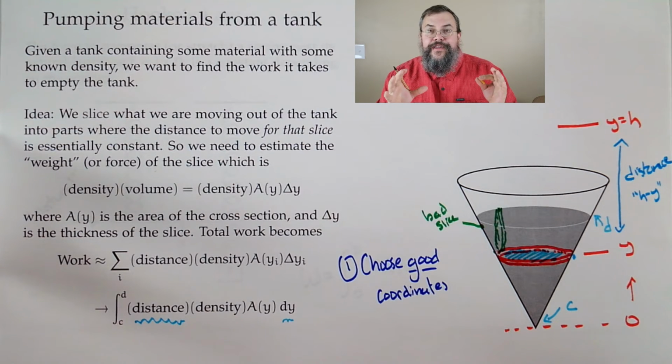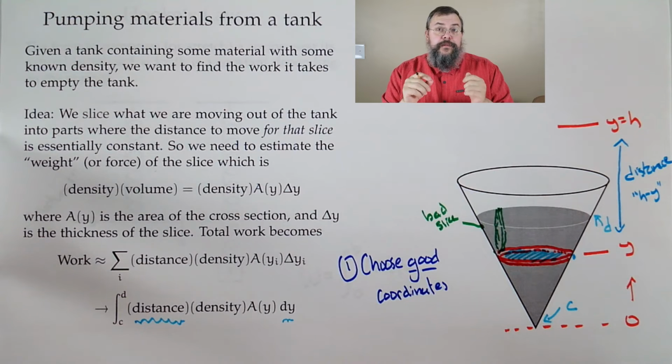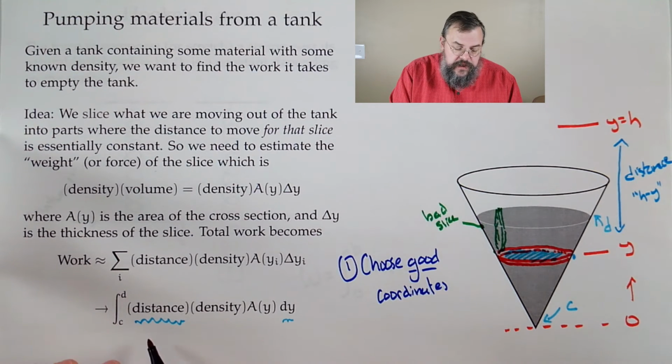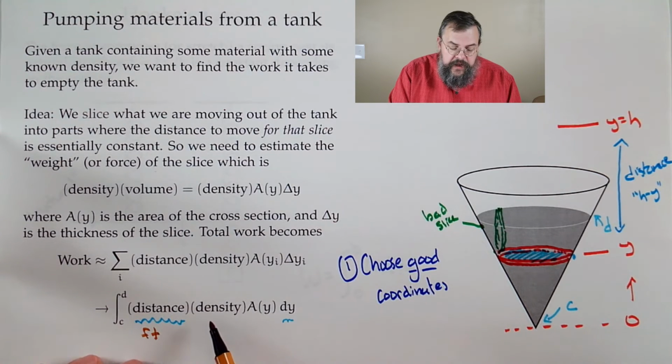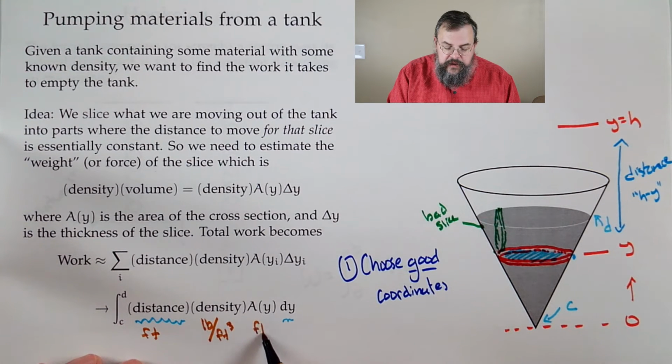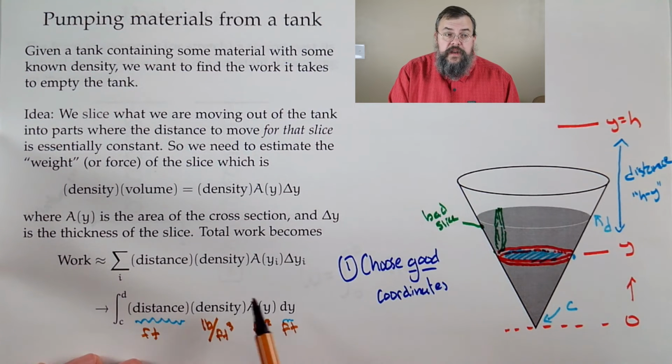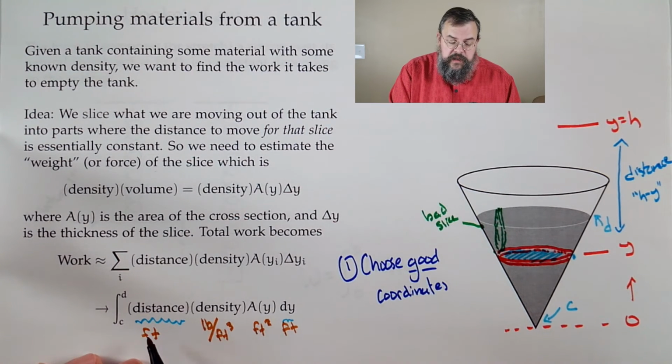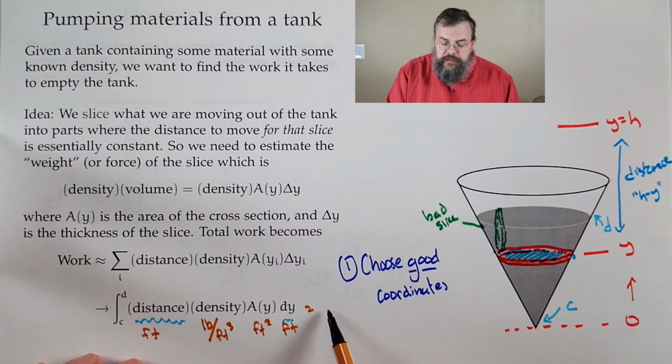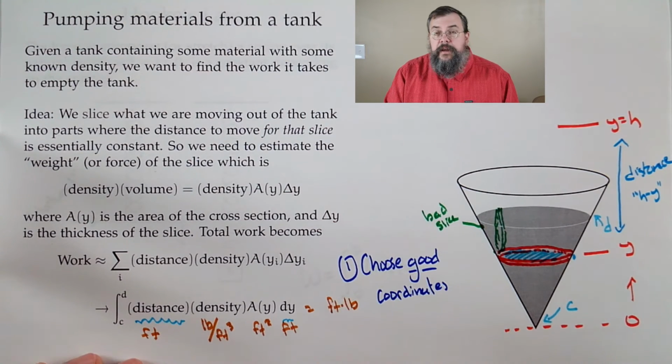By the way, let's look through the units and make sure it makes sense. Work should be foot-pounds. Distance will usually have some measurement of feet. Density is going to be pounds per cubic foot. Area is square feet, and this distance here is simply feet. If you work through your units, you'll see that you have cubic feet over cubic feet, so this last part is indeed a force, it's pounds, and then times feet. So we end up with foot-pounds, exactly what we should have if we're talking about work.